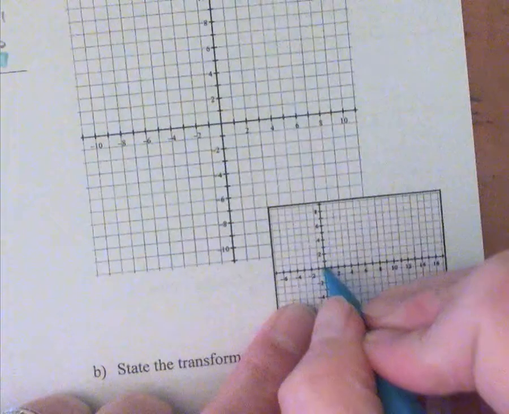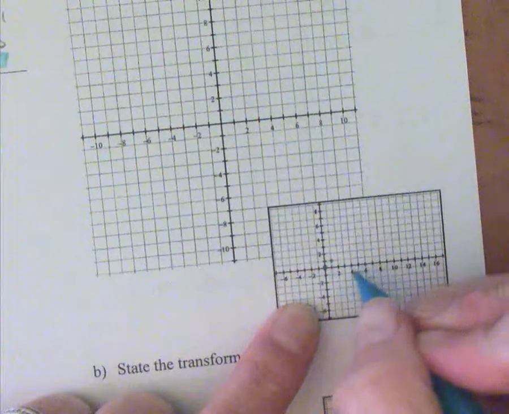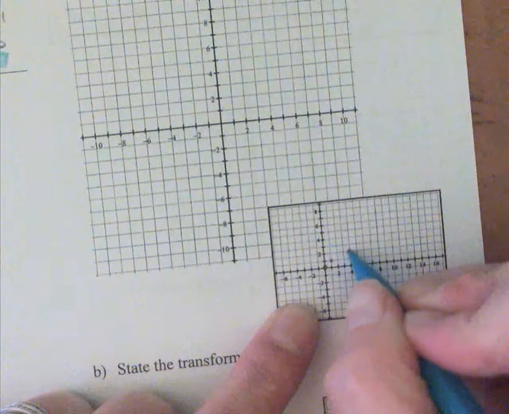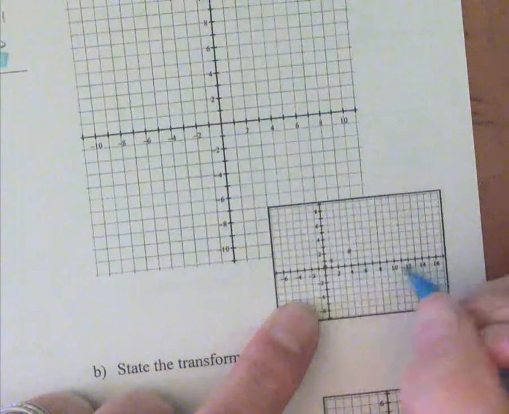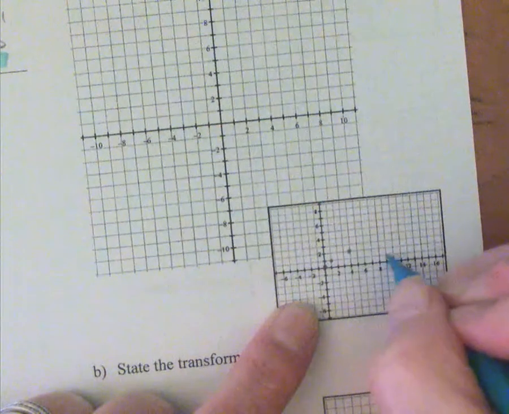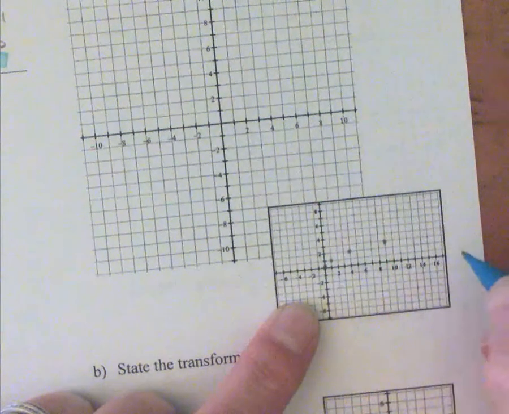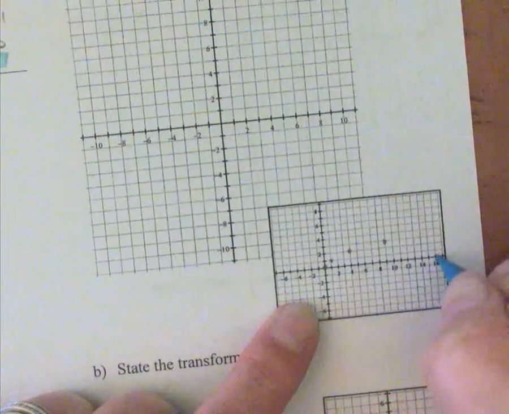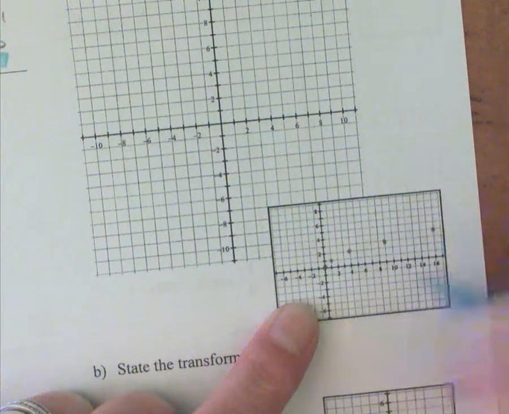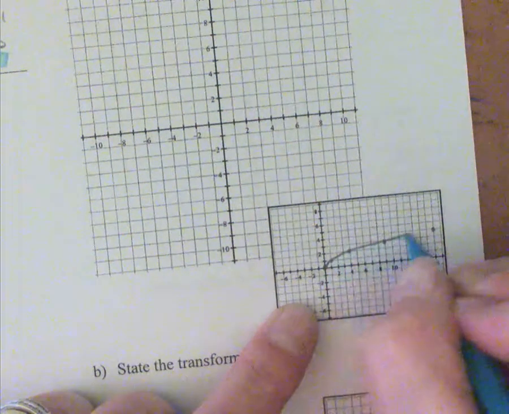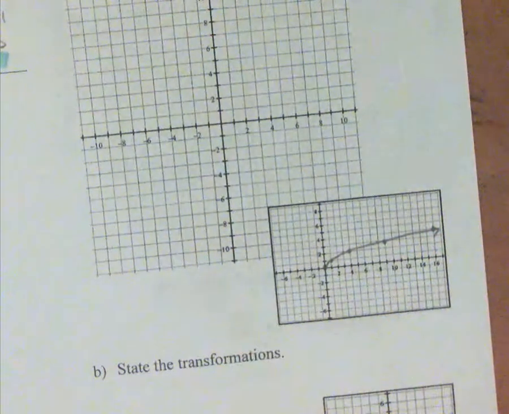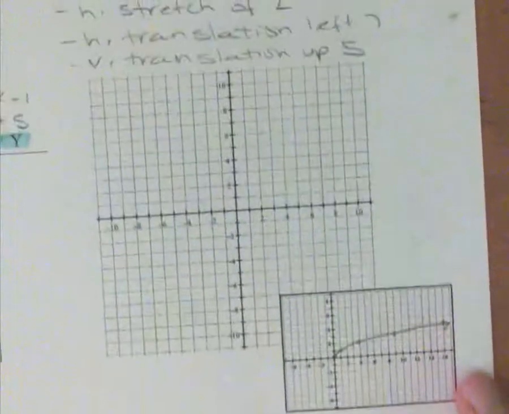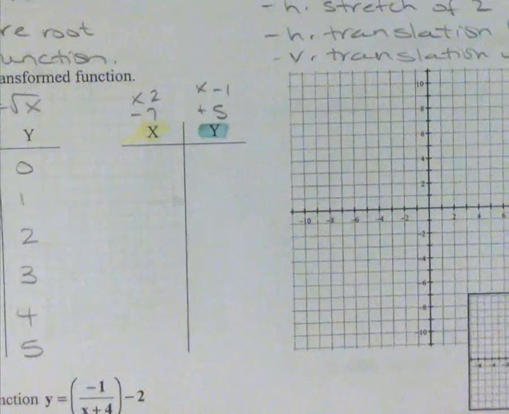So at 0 we get 0. At 1 we're at 1. At 4 we're at 2. At 9 we're at 3. And at 16, we're at 4. So this is what the base function looks like. So now I can draw the transformed function, and so let's go and do that table.